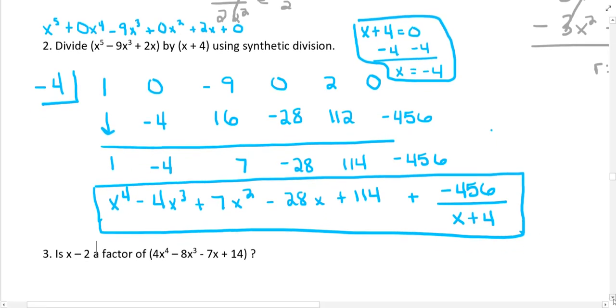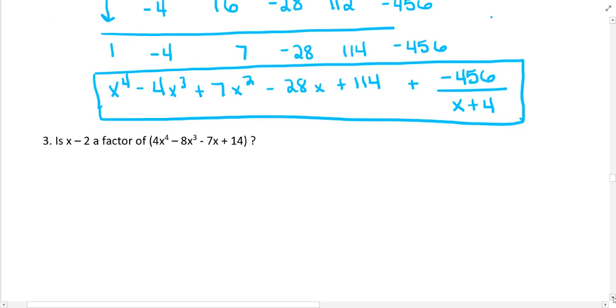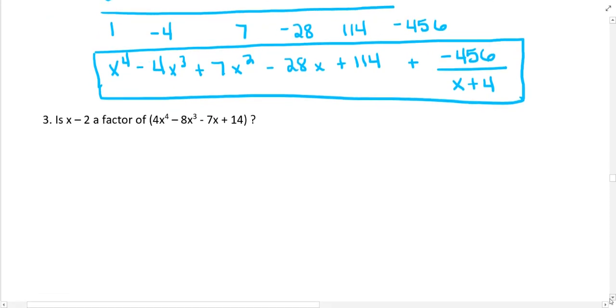Okay, and then our next practice problem, is x minus 2 a factor of 4x to the fourth minus 8x to the third minus 7x plus 14? You have a couple different options here. You can do long division, you could do synthetic division. You could also just plug the 0 in. So I think that's what I'm going to do here. I'm going to go like this. X minus 2 equals 0. I add a 2 to both sides. X equals 2. So I'm going to plug this in. If 2 plugs in and I get 0 out of it, then I'm going to know it's a factor.